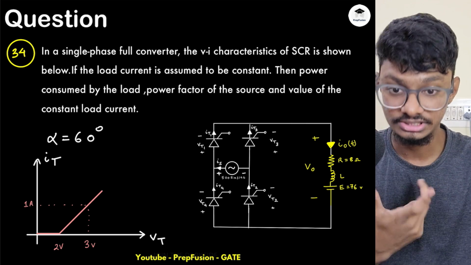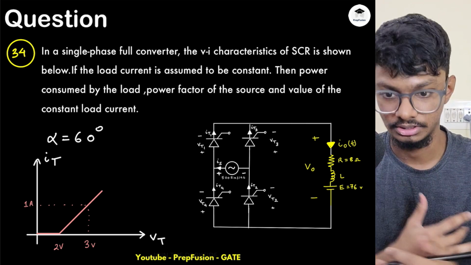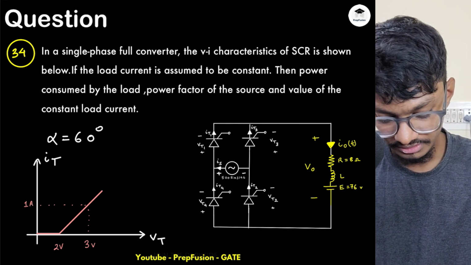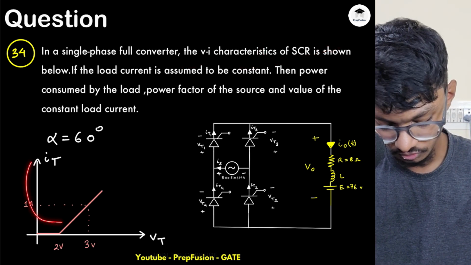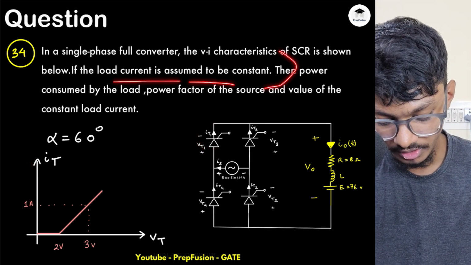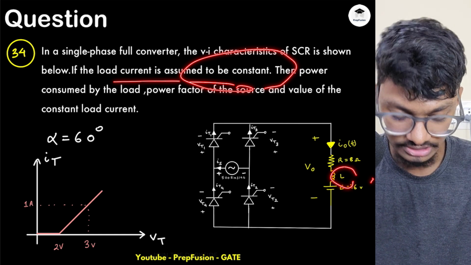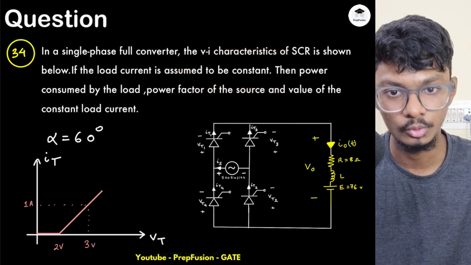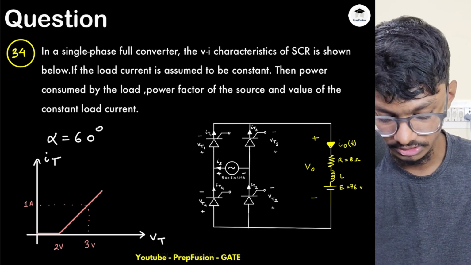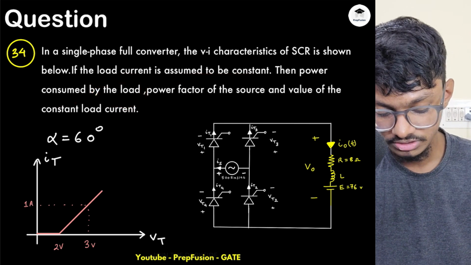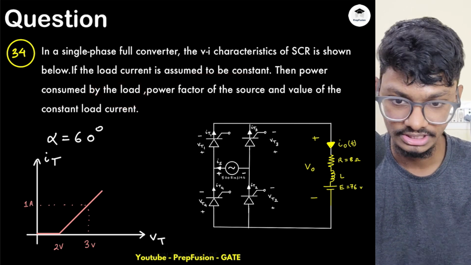In the next question, this is a very good question, so do try to solve it by yourself also. Here, a single phase full converter is given. The VI characteristics of the SCR is shown. All the SCRs have the same VI characteristics like shown below. If the load current is assumed to be constant, they haven't provided us the value of L, and L is very high, then we assume that load current is constant. They have told us in the question itself that we will assume load current to be constant. So, the load current is assumed to be constant, then power consumed by the load, power factor of the source, and value of the constant load current. All these things we have to compute.